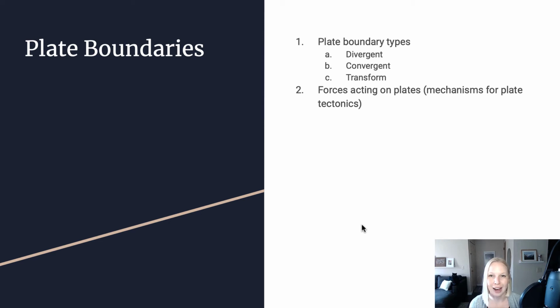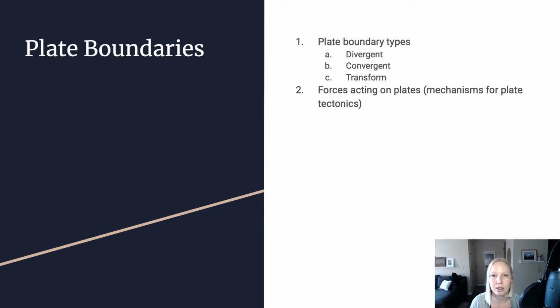Hi everyone, welcome back. In this lesson, we're going to be talking about plate boundaries. We previously talked about plate tectonics, which is the idea that Earth is made up of a number of lithospheric plates, and those plates are moving around at all times, although very, very slowly. In this lesson, I want to talk about plate boundaries, and these are places where two plates meet, and they come in a few different types.